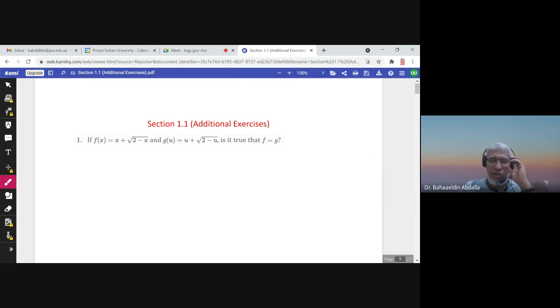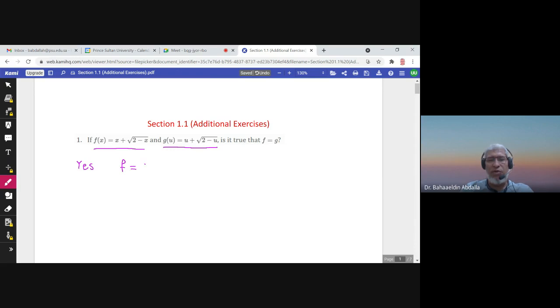These are some additional exercises about section 1.1. The first question, this is a function f of x and this is a function g of u. Is it true that f equals g? And the answer is yes.